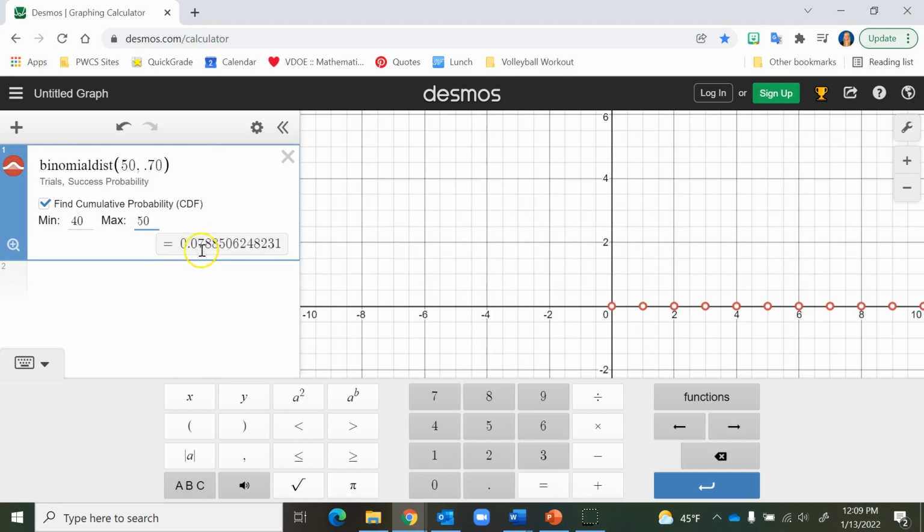And then the last type of question that you're going to have to answer is less than 40. So anything less than 40. My min would be 0. My max is going to be 39. The reason it's 39 and not 40 is that less than 40 does not include 40. So I only want from 0 to 39, because those are the numbers that are less than 40. And there's my probability right there.